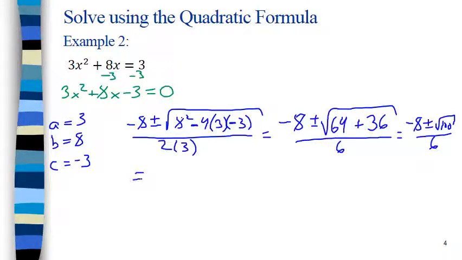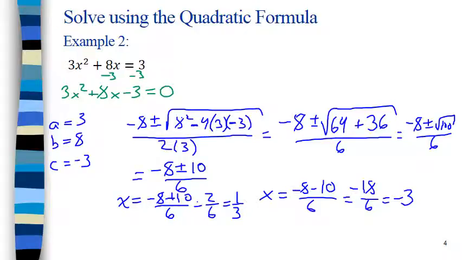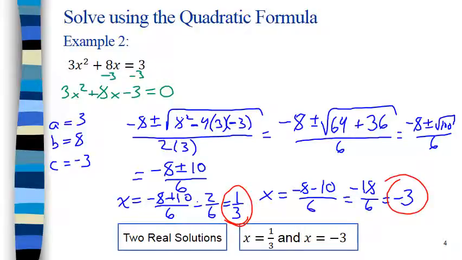So bring that back down here. So negative 8 plus or minus the square root of 100, which is 10, over 6. So really we have two equations here. So we have x equals negative 8 plus 10 over 6, and we have x equals negative 8 minus 10 over 6. So negative 8 plus 10 is 2/6, which reduces to 1/3. And over here we have negative 18/6, which reduces to negative 3. So we actually have two solutions here, right? Two solutions. And that would be 1/3 and negative 3.